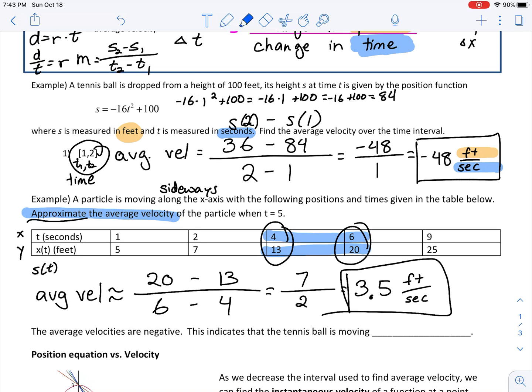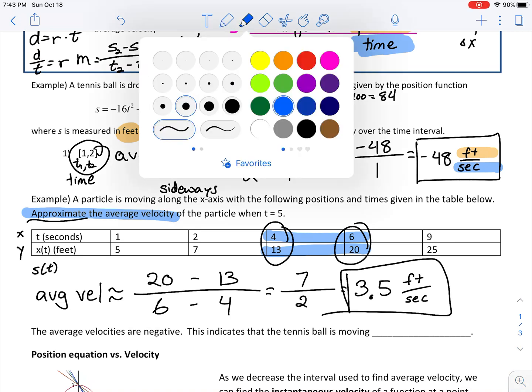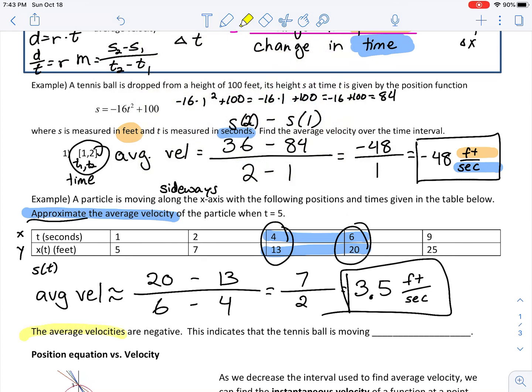Okay, we had some weird labeling. I'm going to show you what this is all about. The average velocities are negative. This indicates that the tennis ball is moving blank. Our tennis ball thing was up here. Tennis ball had a negative velocity.